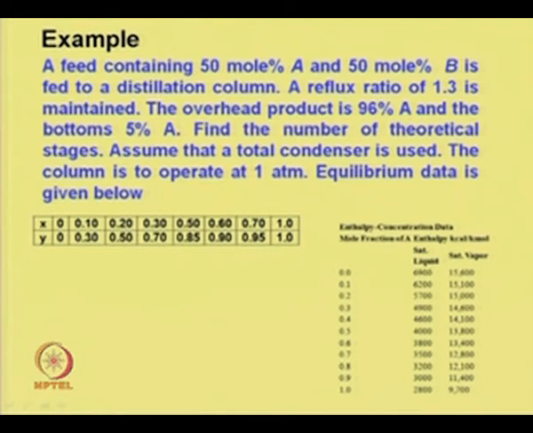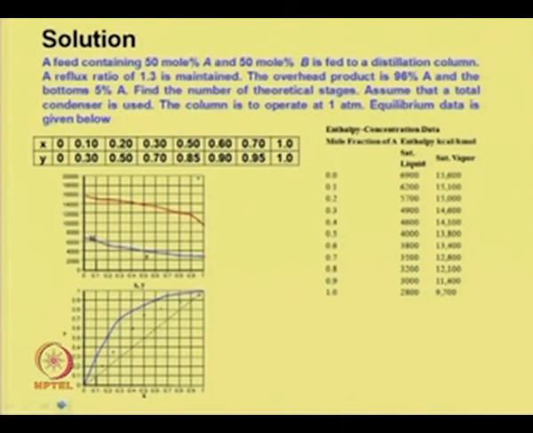Assume that a total condenser is used. The column is to operate at 1 atmosphere. Equilibrium data is given below. This represents mole fractions of component A, that is XA, and this is the saturated liquid enthalpy in terms of kilocalorie per kilomole, and this is saturated liquid and this is saturated vapor. With the help of this data, we can plot the equilibrium curve and we can plot the HXY diagram.